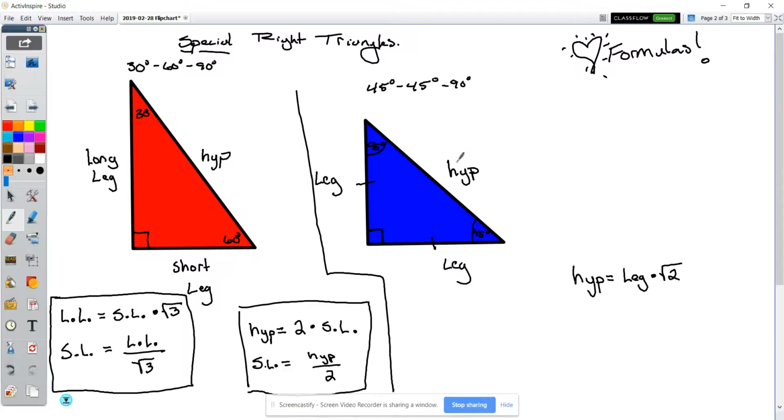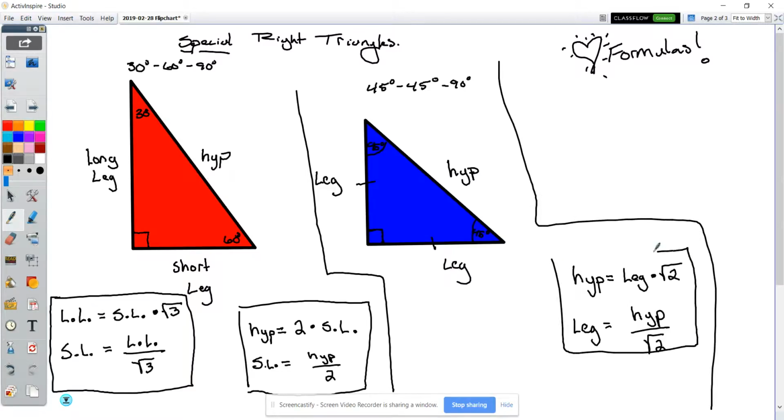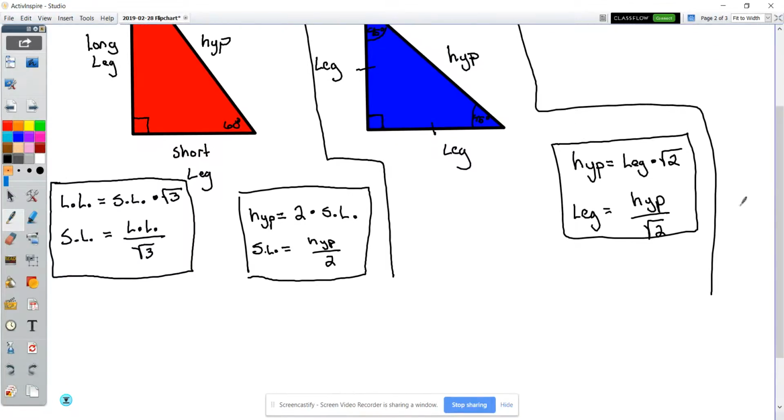Now, if you have the hypotenuse, you're trying to find the leg. Well, since it's square root of 2 times bigger, you just divide. So I could write this little formula. Leg equals the hypotenuse divided by the square root of 2. So these are the two things that you'd need to know for a 45, 45, 90. So for a 30, 60, 90, this is what you need to know. For a 45, 45, 90, this is what you need to know right here.